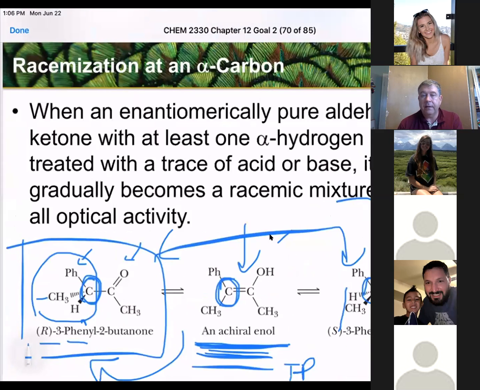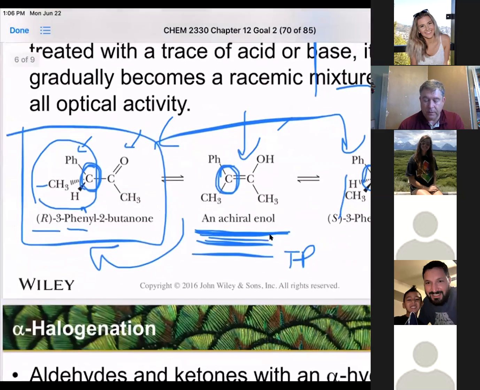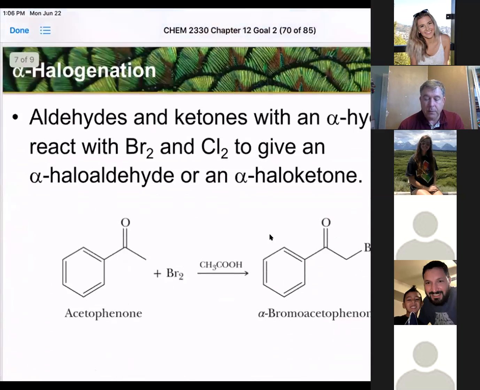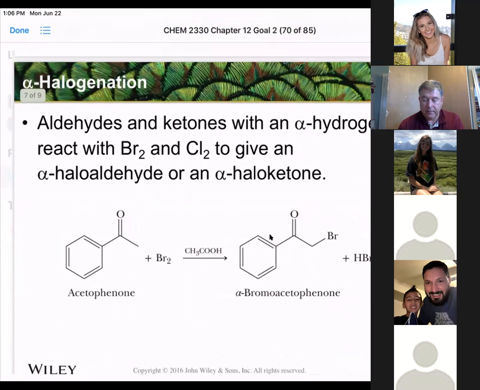And now let's take advantage of it by doing reactions with it, okay? And the one reaction that I think really shows what's happening here is what we call alpha halogenation, okay?